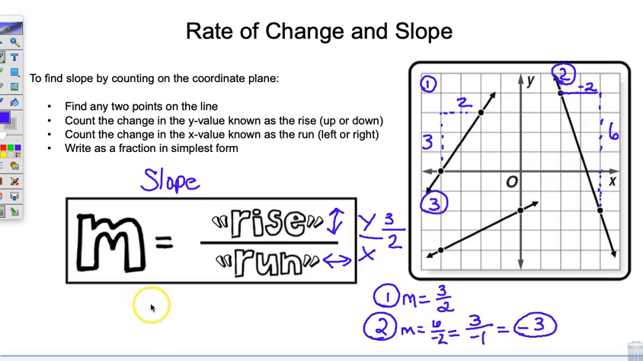For the third line, I guess I'll move over here to record my data. I'm going to start at this point and I'm going to move up.